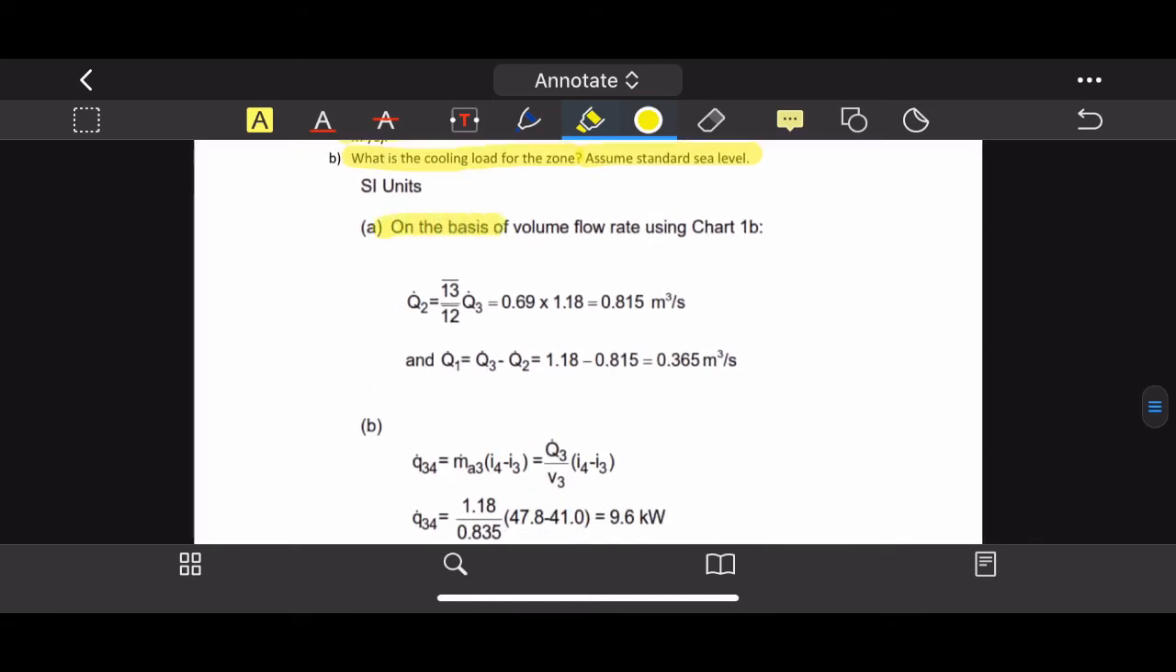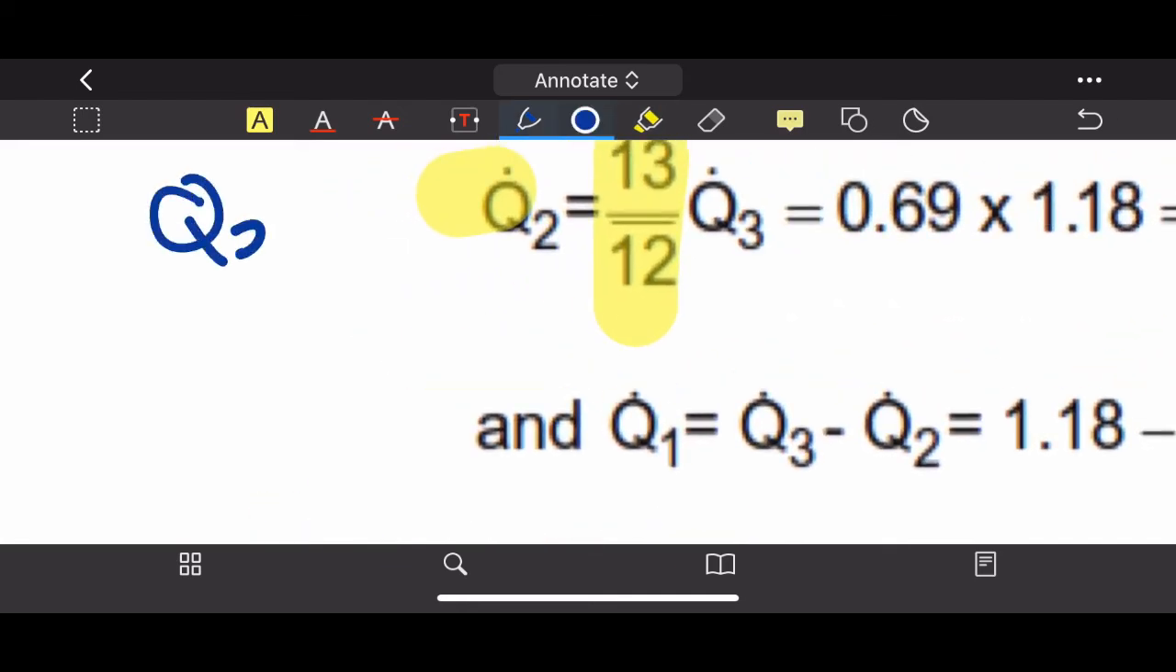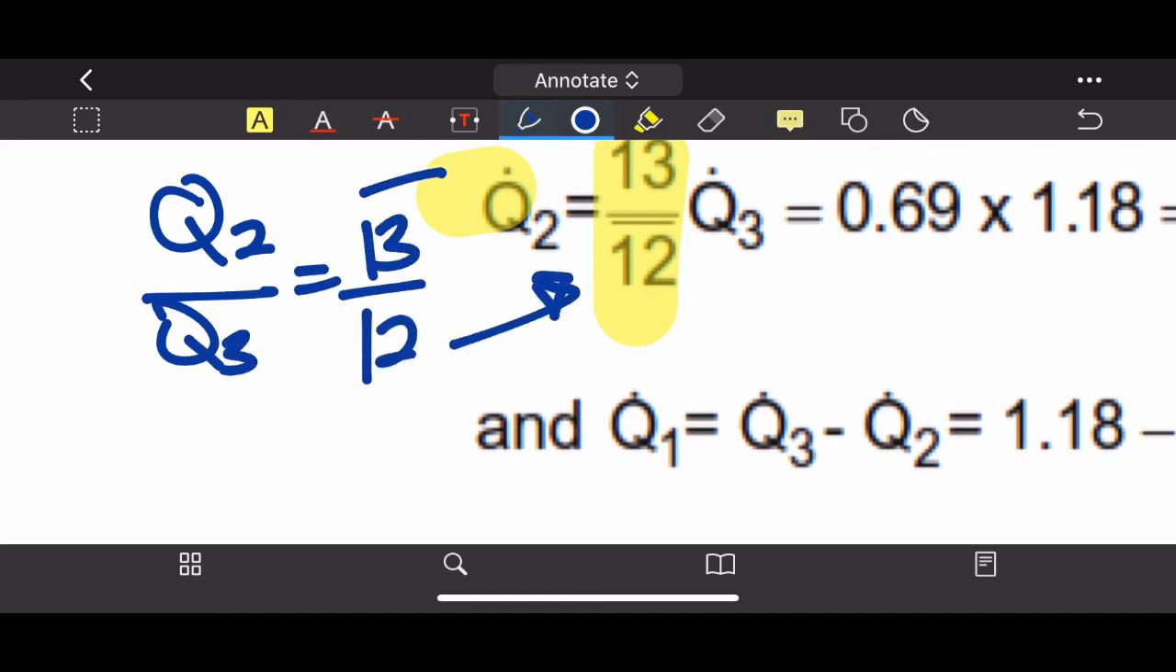Now here on the basis of volume flow rate using chart 1B. So now we use volumetric flow rate, and therefore this Q dot again is not the heat. I know that you might be confused by now. If you talk about fluid mechanics, engineers use Q as volumetric flow rate, but thermodynamics engineers use Q for heat transfer. Okay, in this case it is volumetric flow rate. The ratio is given by 1:3 and 1:2. So it is actually like this: Q2, Q3, 1:3, 1:2, and become like that.